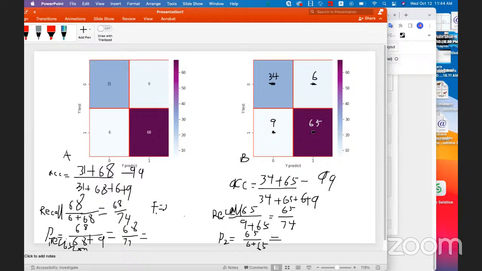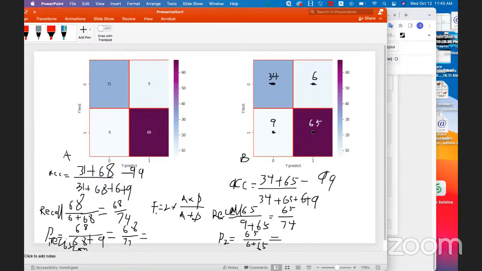So the formula is 2 times the recall score times the precision score, divided by the recall score plus the precision score. Oftentimes we want to find a balance between these two scores, and we use this F1.